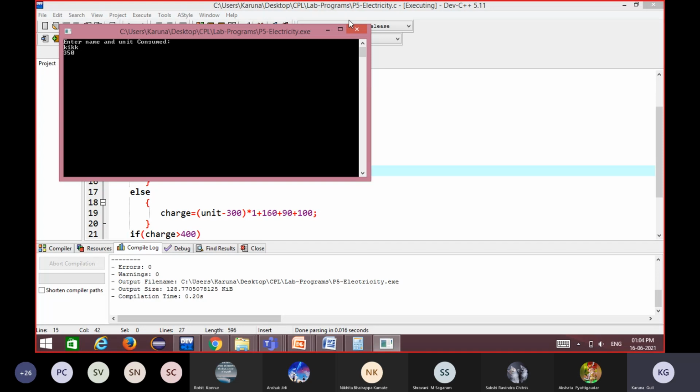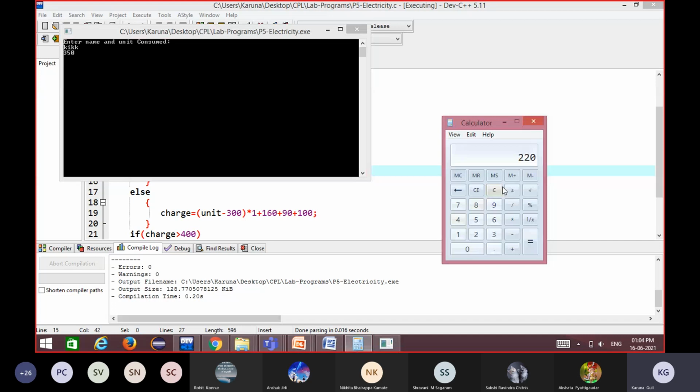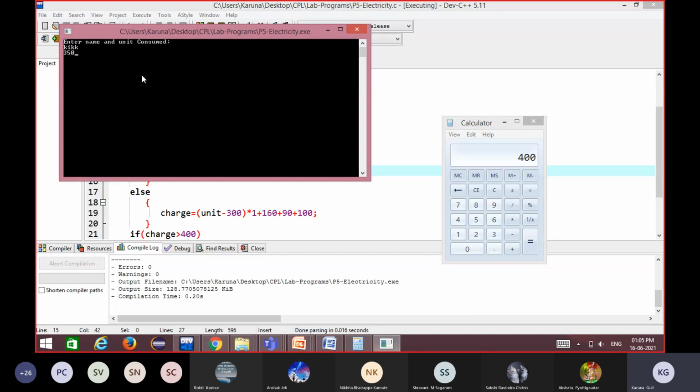So 160 plus 90 plus 100 plus 50 into 1 rupee. How much? 319, ma'am. I'll write 160 plus 90 rupees plus 100 rupees plus 50 rupees. Correct, no? Yes, ma'am. It is 400. Is it 400? Yes, ma'am. Correct? So I expect it to be 400.